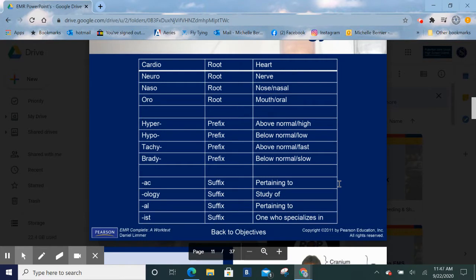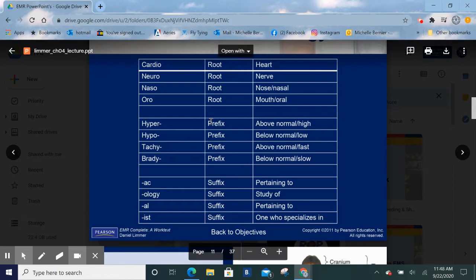And here's some more examples of that stuff. So cardio root would be heart, neuro root would be nerve, naso root would be nose or nasal, oro root would be mouth or oral. Here's some prefixes: hyper, hypo, tachy, and Brady, and they give you examples of what they mean: above, below normal, above or below normal for tachy and Brady as well. Different ways that we can use these. And then we look at suffixes: AC, ology, al, or ist. And that is pertaining to, study of, pertaining to, and who, one who specializes in.